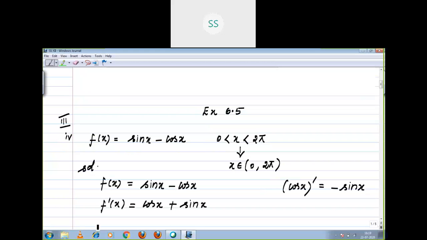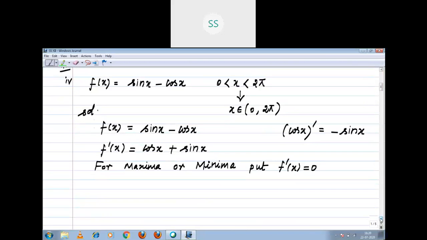For finding local maxima or minima, what do you want to do? Sorry children, for minima, what will you do in the next step? Anyone? Yes, you have to equate the derivative to 0. For minima, put f dash of x equal to 0, right? First step, you are differentiating. Second step, the derivative should be equal to 0, right?